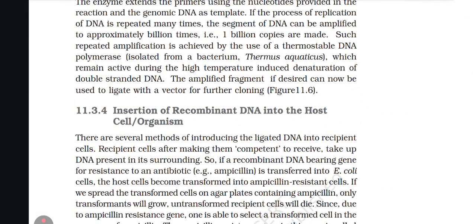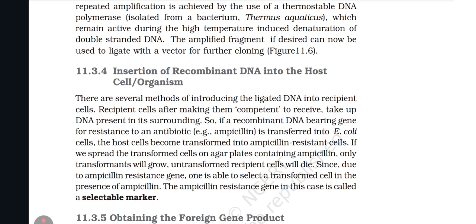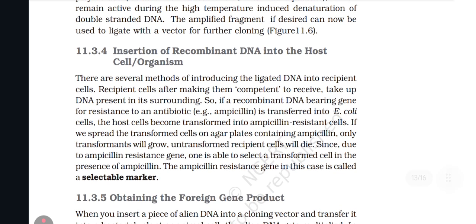The next topic is insertion of recombinant DNA into the host cell organism. There are several methods of introducing the ligated DNA into recipient cells. The recipient cells, after making them competent to receive, take up DNA present in its surrounding. So if a recombinant DNA bearing gene for resistance to an antibiotic, ampicillin, is transferred into E. coli cells, the host cells become transformed into ampicillin resistant cells.